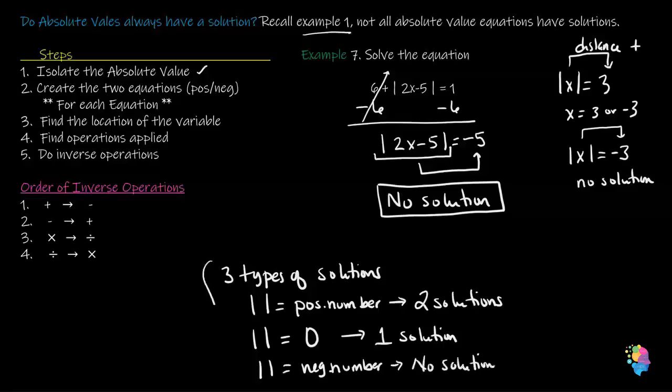Now, this is once you've isolated the absolute value. So the very first thing you do is isolate the absolute value, then see if your absolute value equals a positive number, equals 0, or equals a negative number. That way you know how many solutions you should have at the end when you have completed solving the absolute value equation.